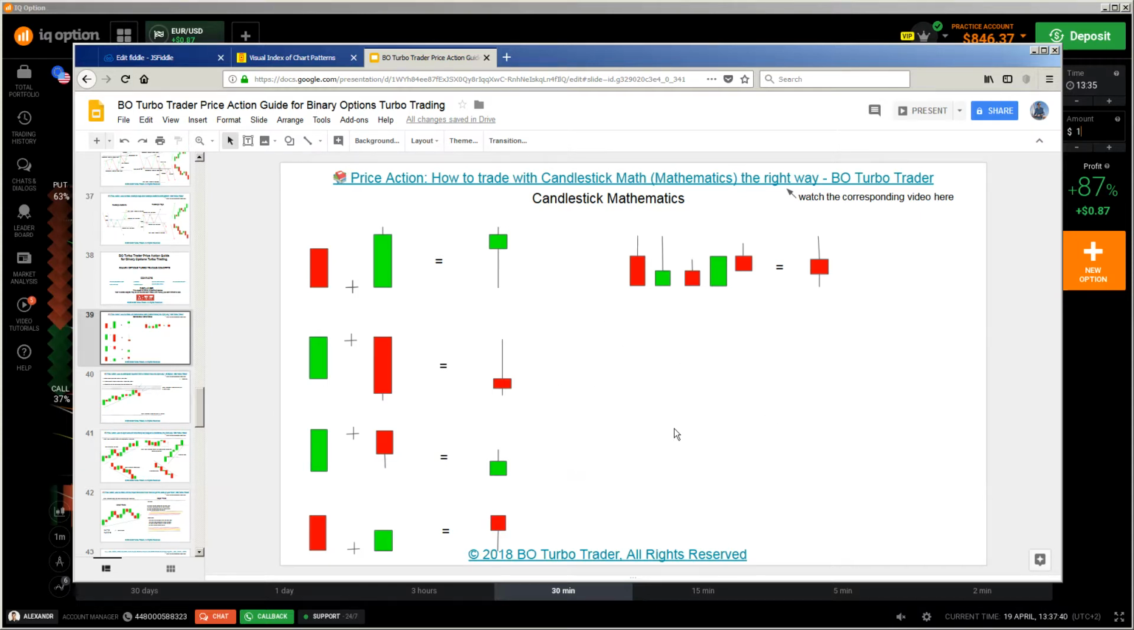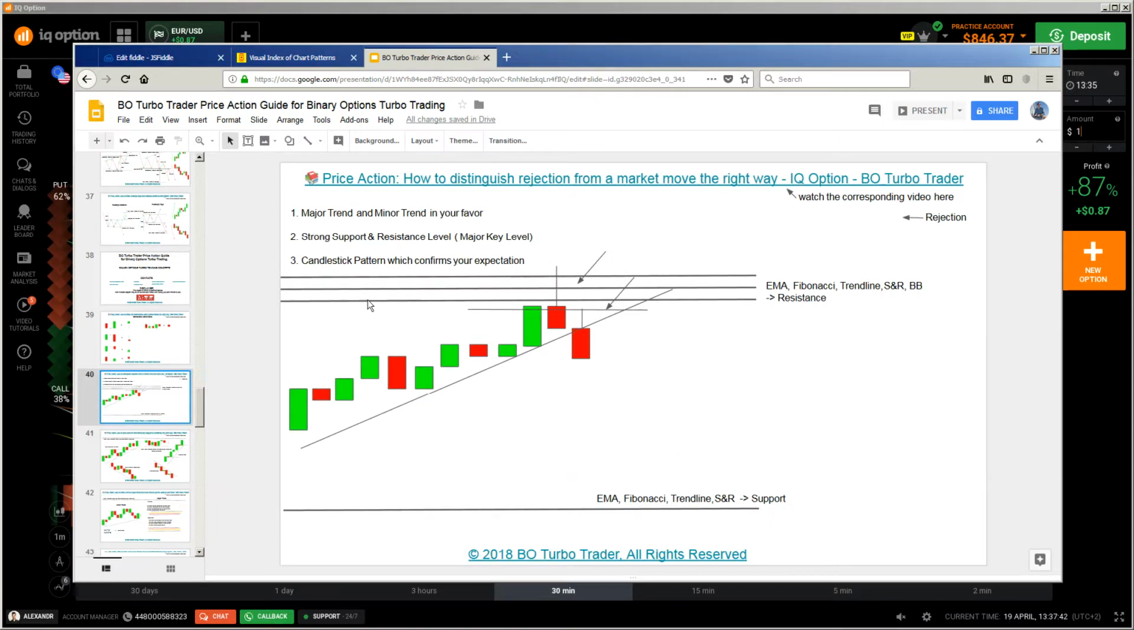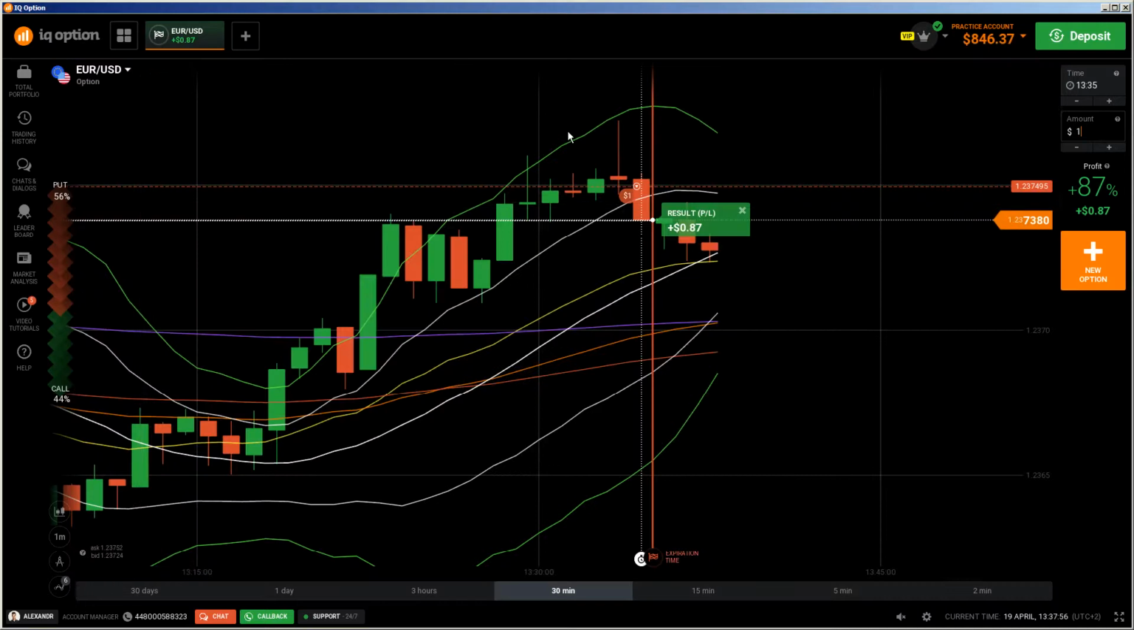Then there is the trading setup, and what a rejection is. The trading setup is always based on trend, support and key level, candlestick pattern, and the rejection. Also look at this trade. We got the trend here up, and then we got a reversal down, because this kind of scenario is telling me that we get a reversal.